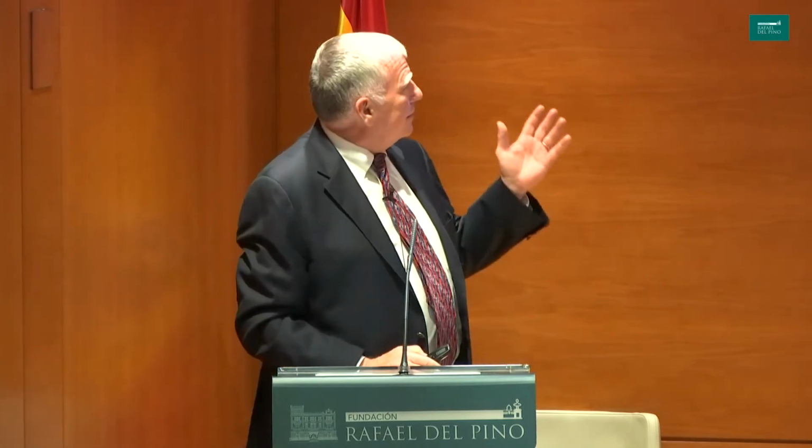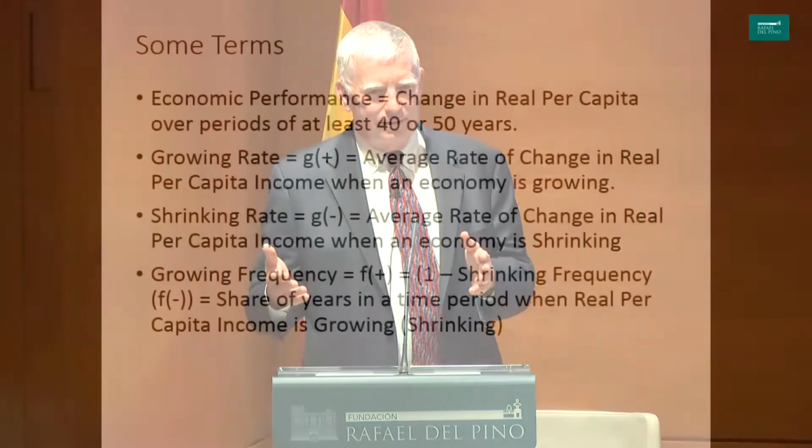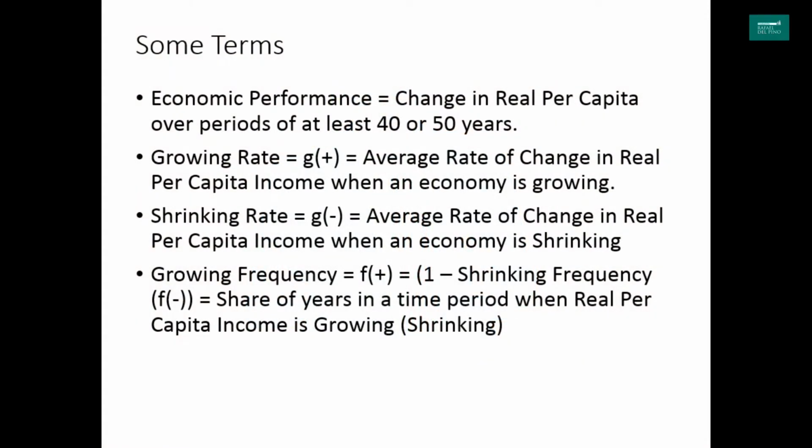So this is very simple. When I talk about economic performance, I'll talk about the growth rate in per capita income over a long period of time, 40 or 50 years. When I talk about the growing rate, that will be the average rate of growth in the economy when the economy is growing, and the shrinking rate being the average rate of shrinking in the economy when the economy is shrinking. And then the growing frequency is the share of years in which the economy grows. The shrinking frequency is the share of years in which the economy shrinks. So the shrinking frequency is 1 minus the growing frequency.